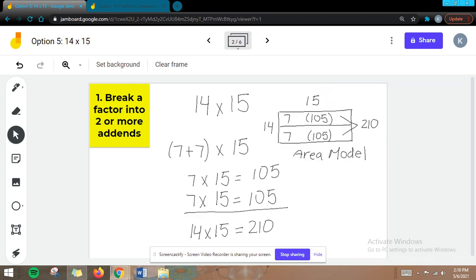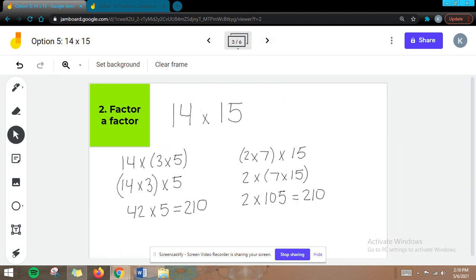So the first one that I did is break a factor into 2 or more add-ins. So I did 14 times 15, and I broke the 14 into 7 plus 7 times 15. And then I did 7 times 15 twice to get 105 and 105, and then I added those together to get 210, which is the same as multiplying 14 times 15. And then over here, I just showed an area model version of what I did over here.